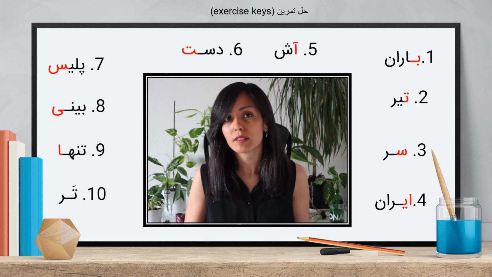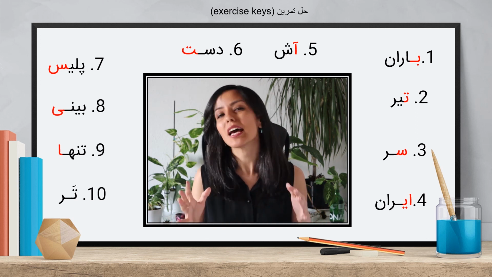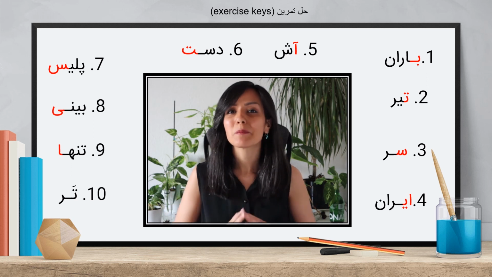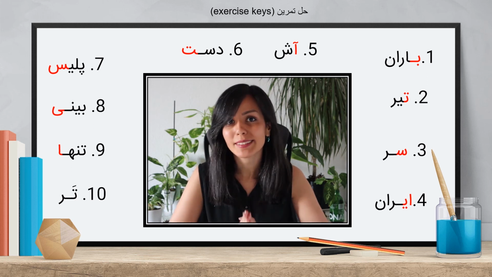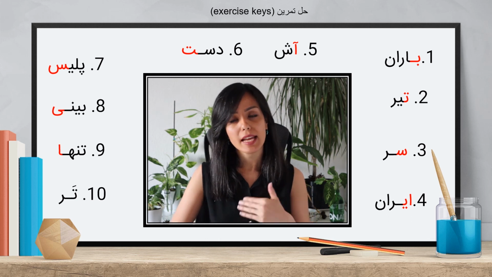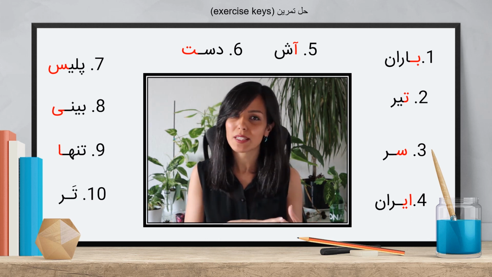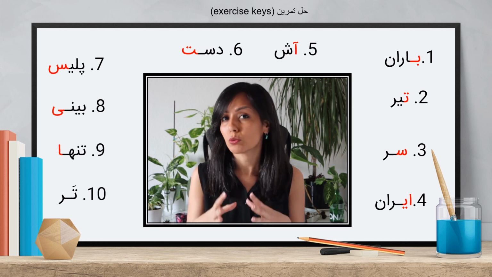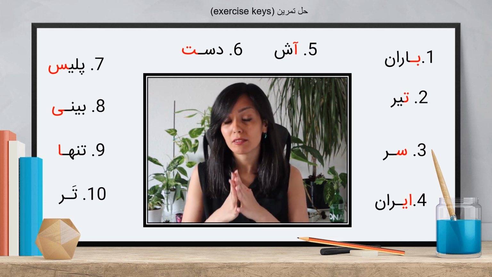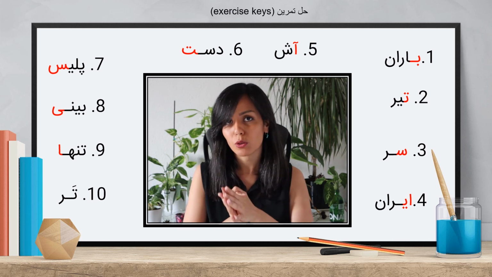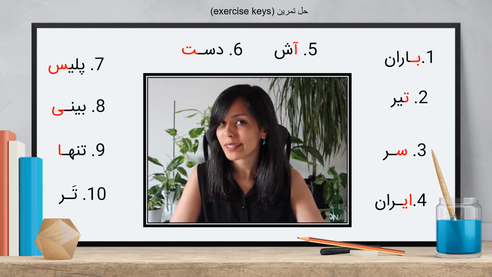Actually, we can also omit it and not write it, but since we have just begun, I ask you to write the short vowels as well. Then after some months, you will learn not to write it and how to easily read the words that actually have the vowel A, E, and O, but we do not write them.